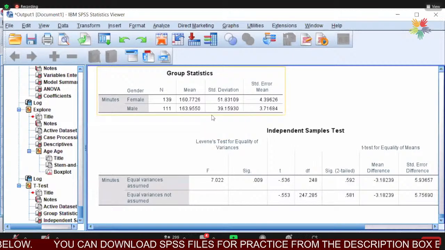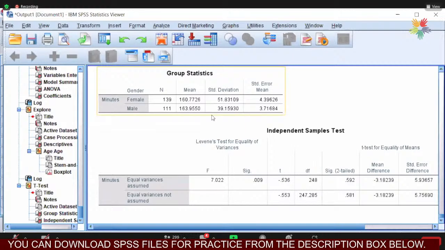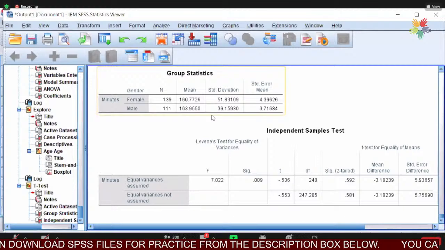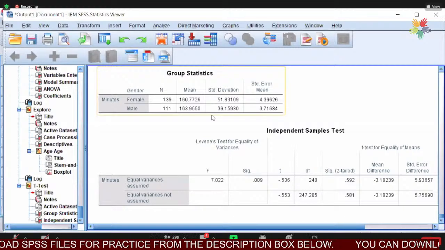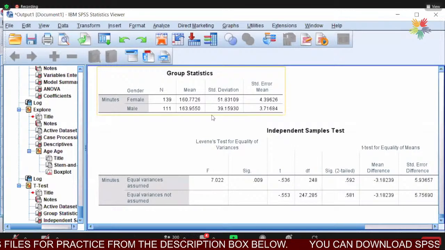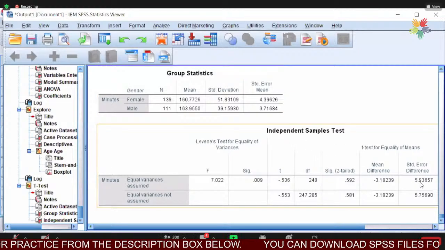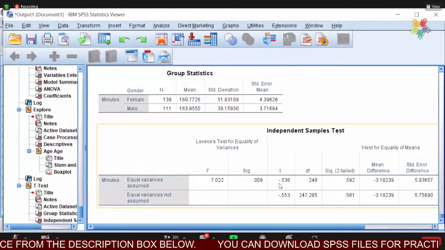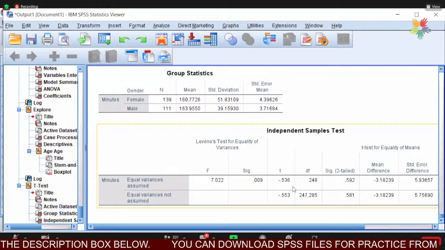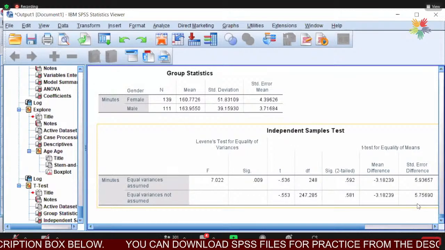We are estimating whether the difference is significant or not. That is what we are trying to find out. The difference divided by the standard error is the t value here. That is one point.